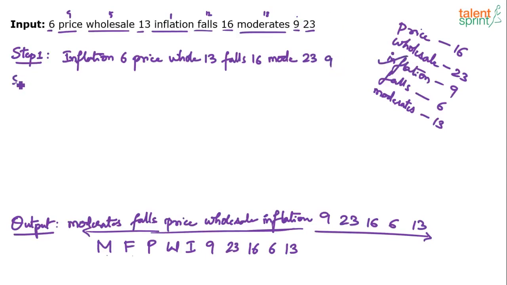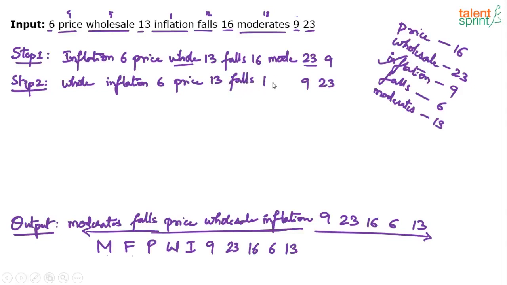So this is done. In step 2, what do we do? Inflation will be pushed inside, but what will come before inflation? Before inflation, we want wholesale. So wholesale, then inflation. 9 will be pushed inside, and since wholesale is related to 23, 23 will come here. Take everything else in the middle. Wholesale and 23 have been moved, and everything else has to be pushed inside. So inflation, then we have 6, price, 13, falls, 16, and moderate.